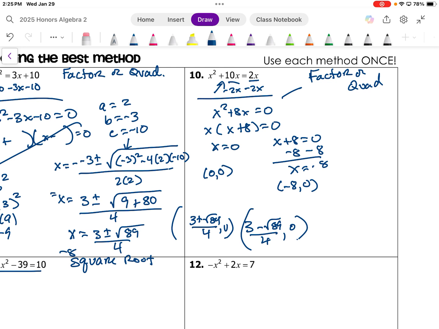Quadratic formula, we would have gotten the same answers. It just took a while, is what it would do. It would take a little while. Okay.